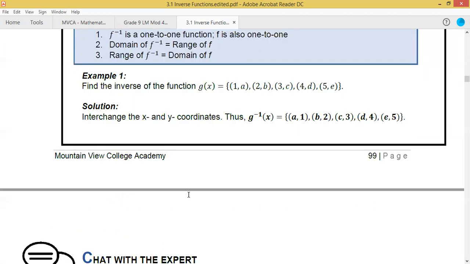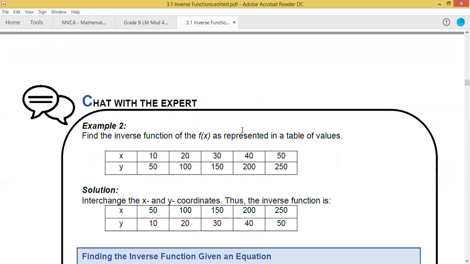Let's take another example. Example number 2. In a table of values, these are the values of x and y. If we represent its inverse function, we simply interchange the values of x and y. So if it's 10, 50, its inverse becomes 50, 10. If it's 20, 100, its inverse is 100, 20.